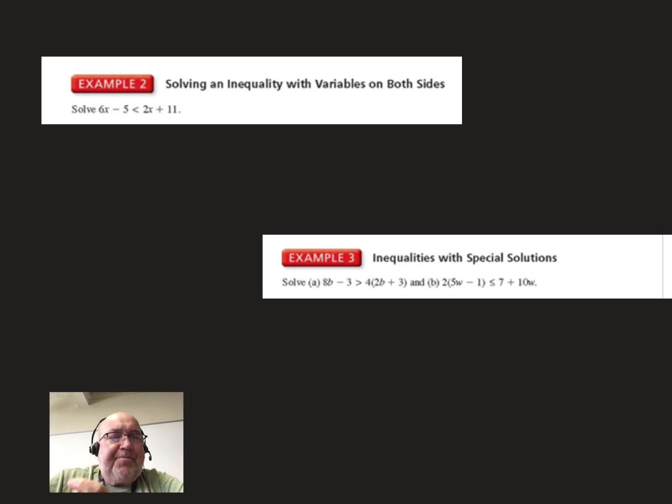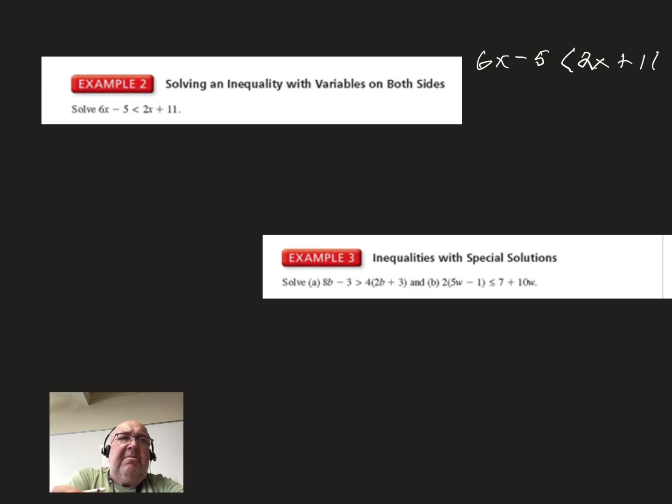Alright, so those were pretty simple ones that had just real basic variables on only one side. Example 2 we're going to do has variables on both sides of the inequality. So just like we did with equals, we're going to take variables to one side, constants or numbers to the other side.